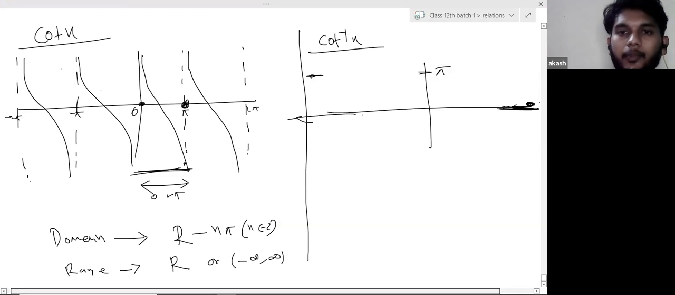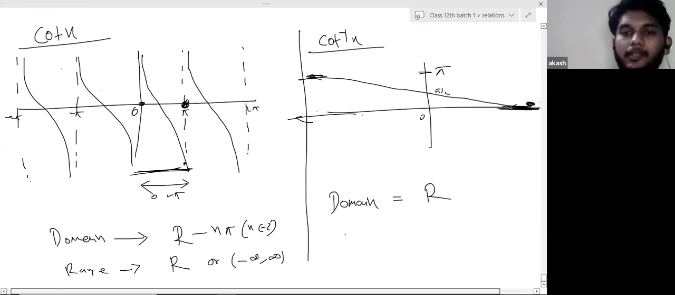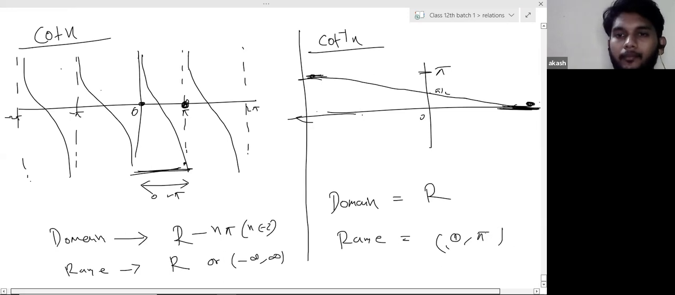All right. So this is pi, this point and this point. So to join that, we have a graph like this one. This is pi and everything. So domain in this is R. You can put anything in cot inverse x, and range will be 0 to pi. All right, I hope this is clear, everyone.